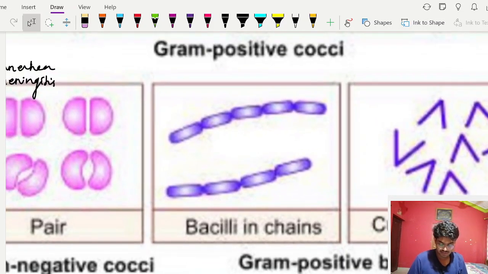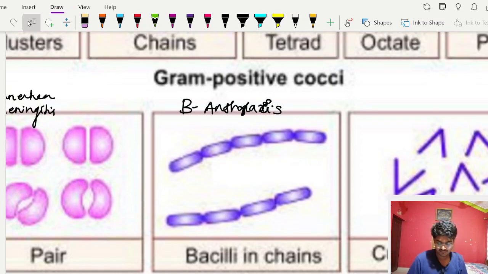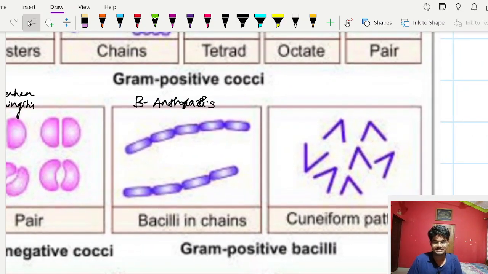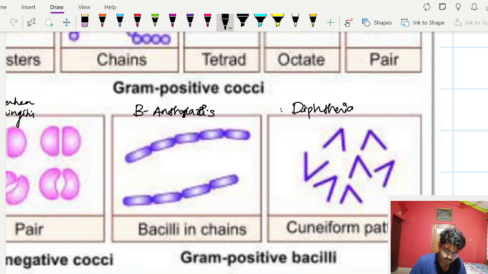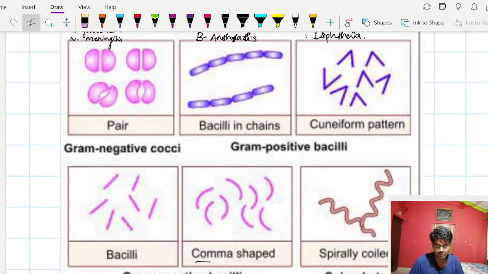Gram positive bacillus can be seen in chains, for example, Bacillus anthracis. Then they can be in a cuneiform pattern. Cuneiform pattern means the English letter V shape, or they are also similar to Chinese letters. So cuneiform, example, our famous diphtheria. Corynebacterium diphtheriae is the famous example for cuneiform pattern gram positive bacillus.